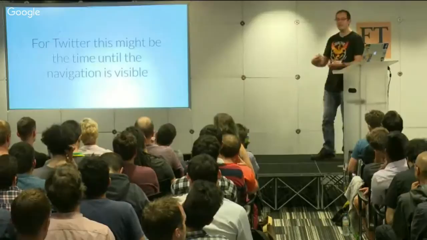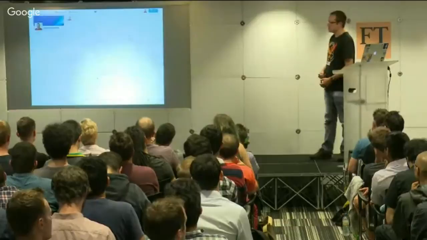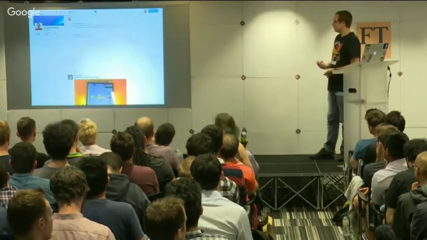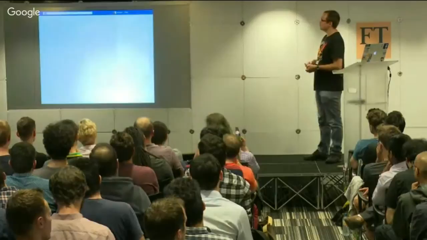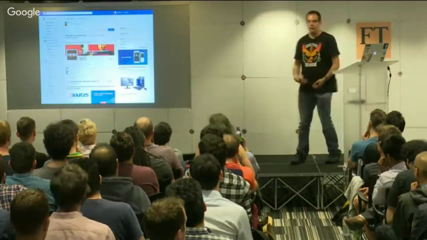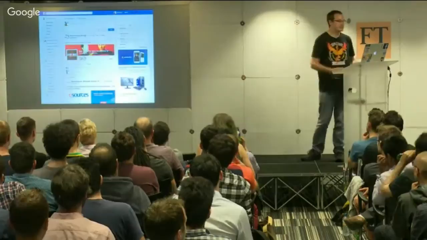So let's have a look. As this video demonstrates, the navigation loads quickly, followed by a post box, so I can tweet reasonably quickly. So for Facebook, this might be the time until the user is able to make a post. If you look at the Facebook website, the top bar loads quickly, but the next thing that loads is actually the post box. So very quickly, I can start creating content on Facebook. And obviously, that's what Facebook wants me to do. They want me to start creating content that they can use to make lots of money. Because Facebook sells you. True story.